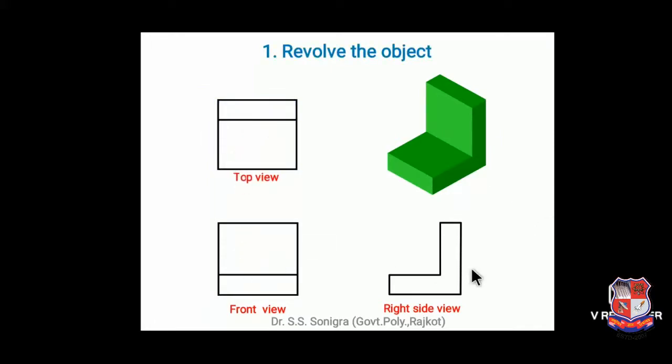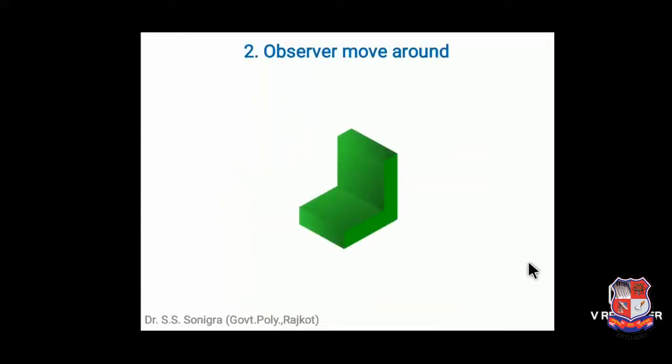So these are 3 views. If you look from here, this rectangle and this rectangle are same, and this bigger rectangle is represented by this rectangle. And in top view, this plane will be visible, so that is over here, and this plane will be visible, that is over here. If you look from right side, this reverse L shape will be visible like this. Hope it's clear. Now observer moves around, the second method.